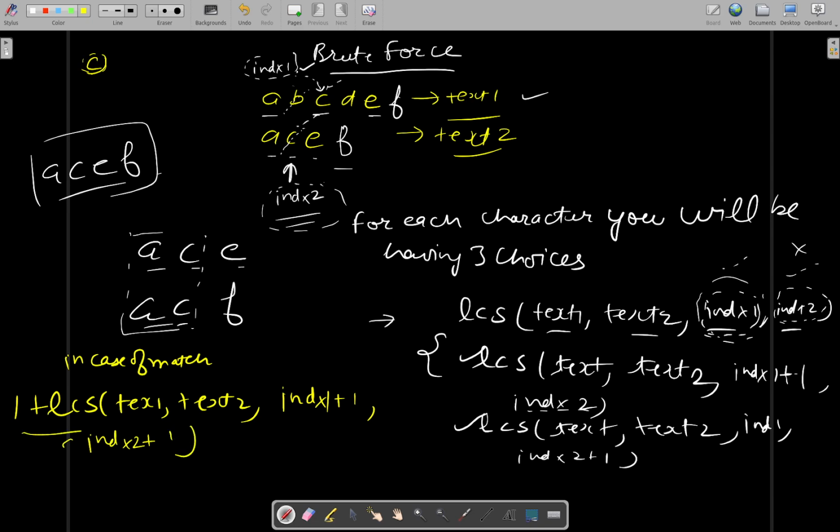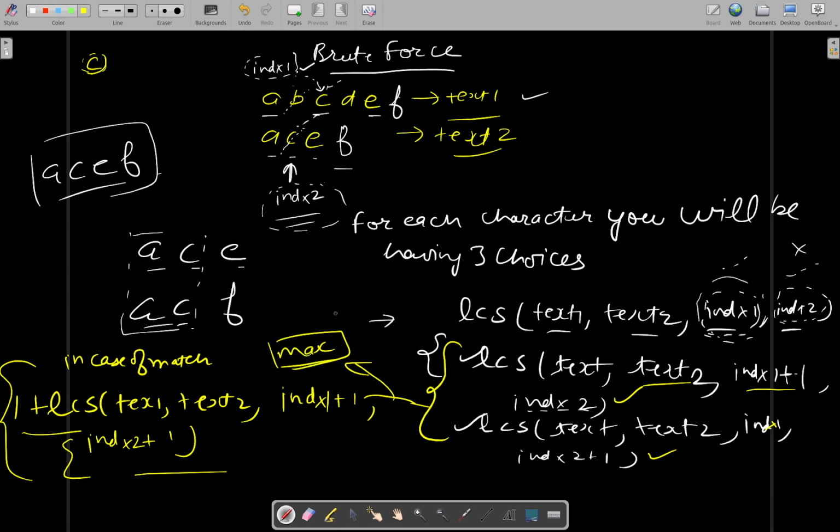Okay, so this will be the third case in case of a match. This was the case in which you were taking second index. This was the case in which you were taking first index and excluding second indexed characters. Okay, so among these three operations, whichever option is giving you the maximum result, you will return that option.